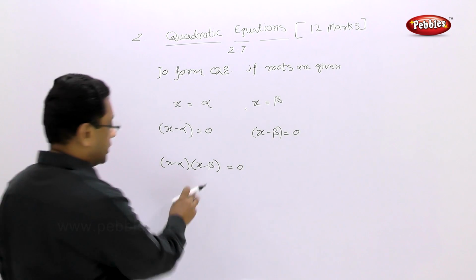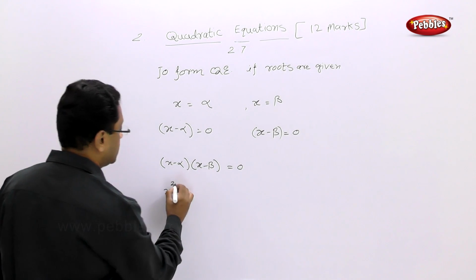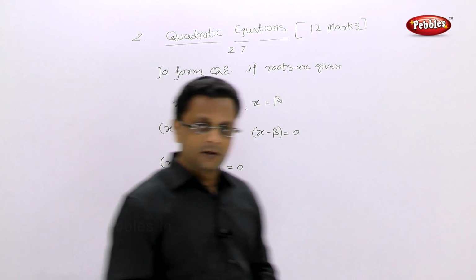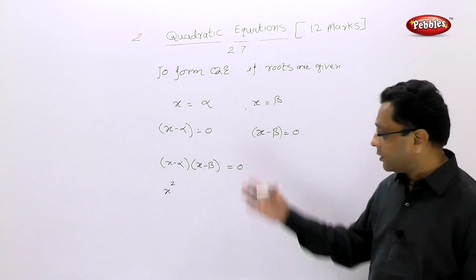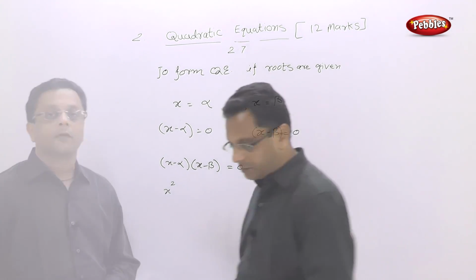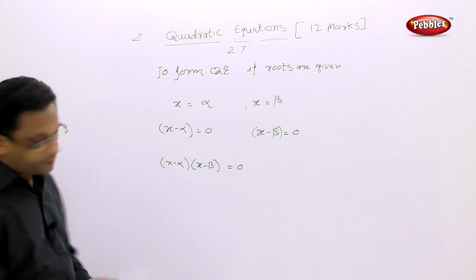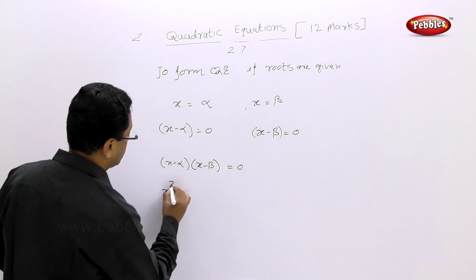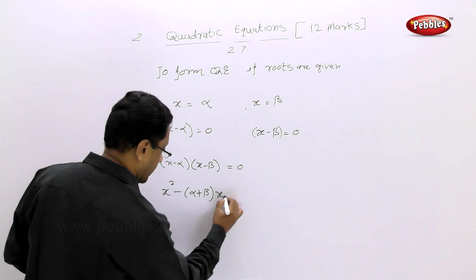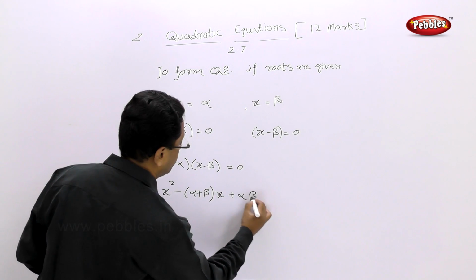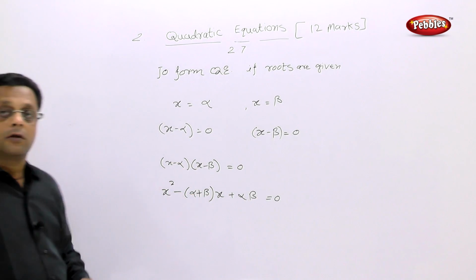So now let us solve this example, or open this bracket. So we have x square. Can you solve this? Very simple. Try it. Pause your video and try this. Anyway, I will solve this for you. So we have x square minus (alpha plus beta) into x plus alpha beta equal to 0. Is it not a quadratic equation?